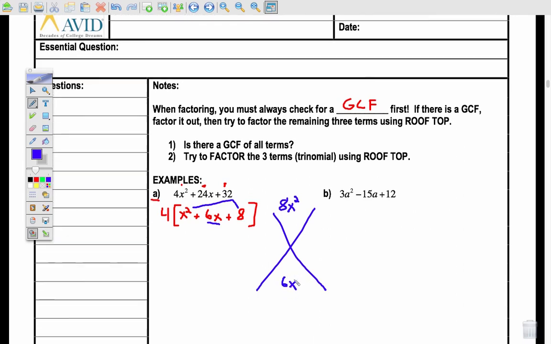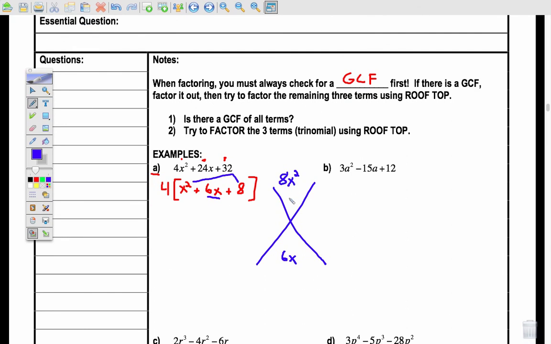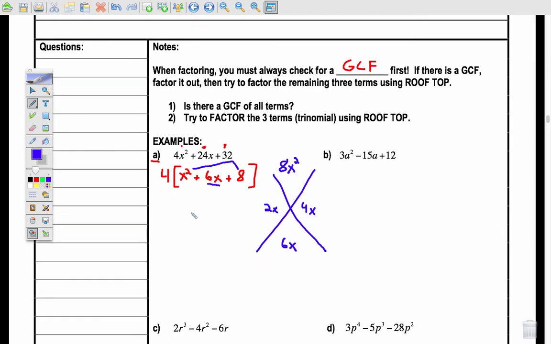Now I got to figure out what times what gives me 8x squared and adds together to give me a 6x. 2 times 4 is what I'm thinking. So that's 2x and 4x, both of them being positive. 2 plus 4 is 6. 2 times 4 is 8. Yes, that works.